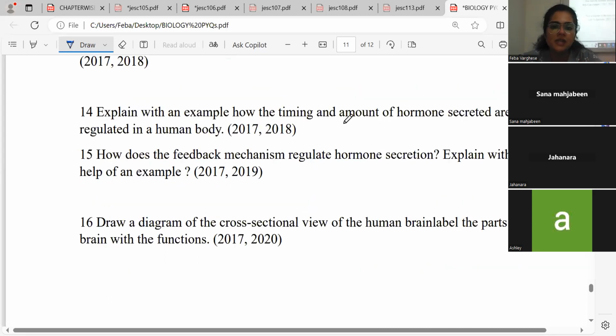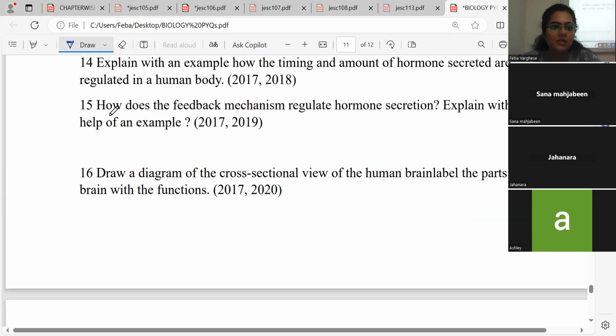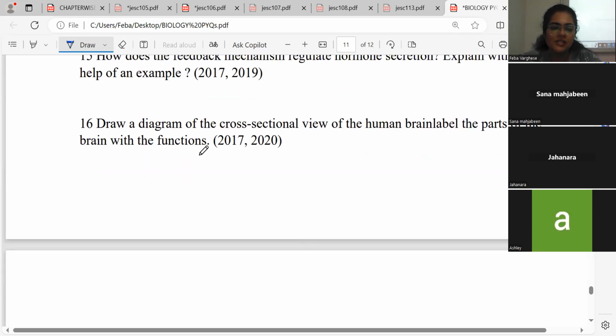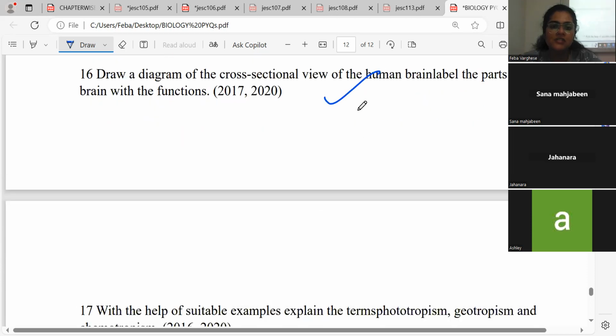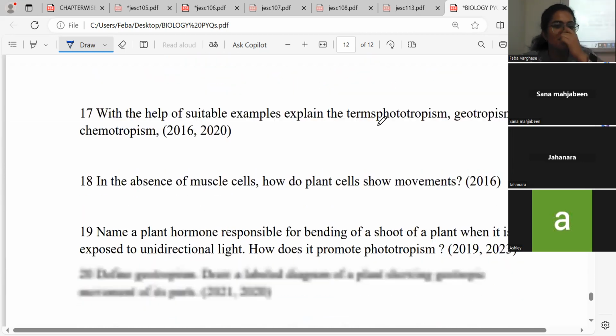Now explain with an example how the timing and amount of hormones secreted are regulated in the body. Again, feedback mechanism. Write insulin as the example. Hormone feedback mechanism is really important. Study this feedback mechanism properly with the help of an example. Now draw a diagram of cross-sectional view of human brain, label the parts. If you're lucky enough, you might get this question this time also. It was asked in 2017, it was asked in 2020. What if they ask in 2024? Nobody knows.